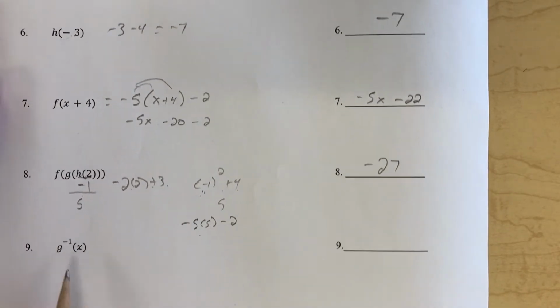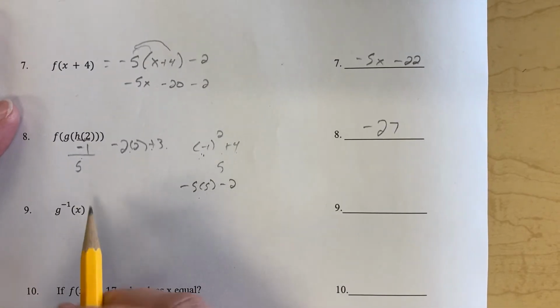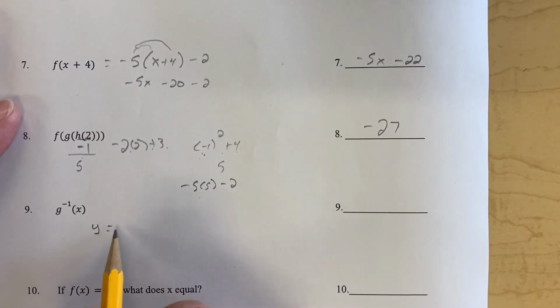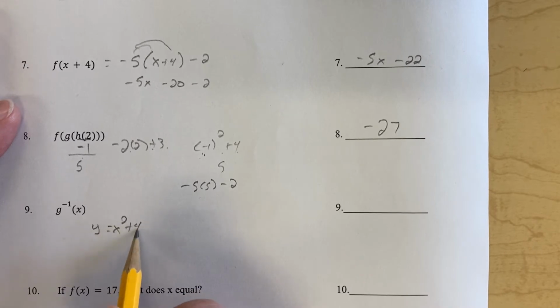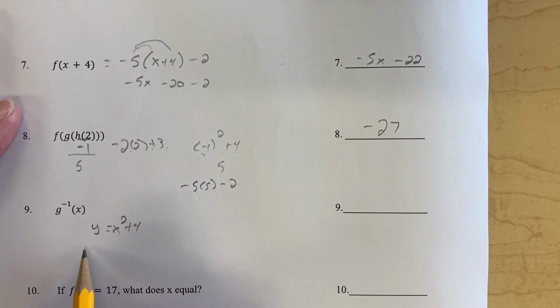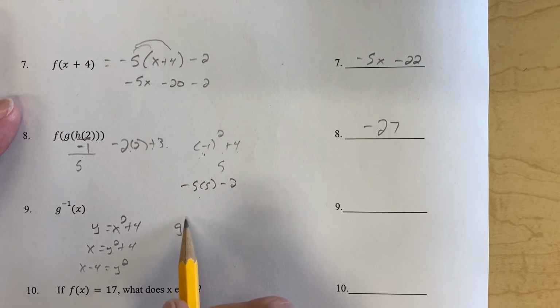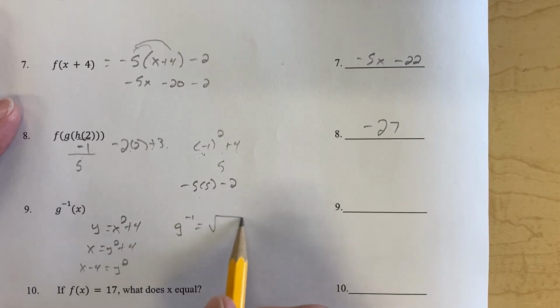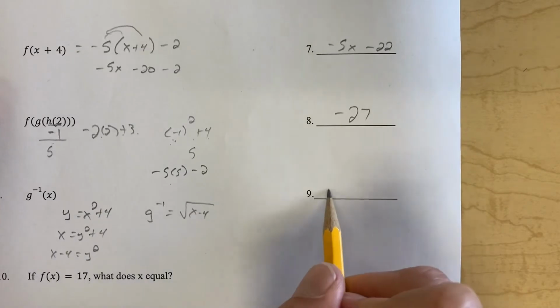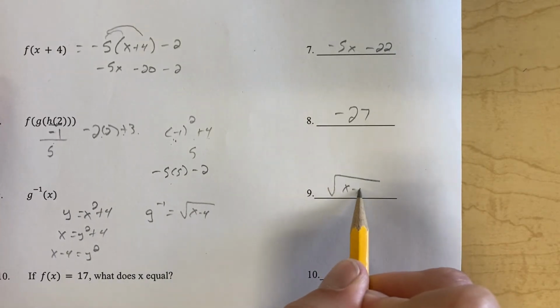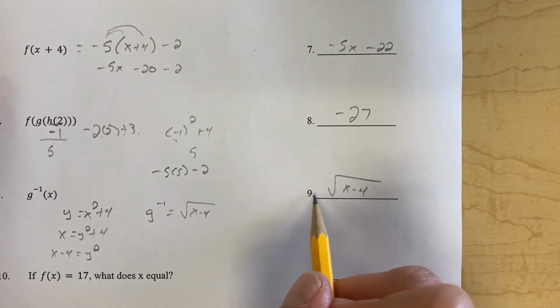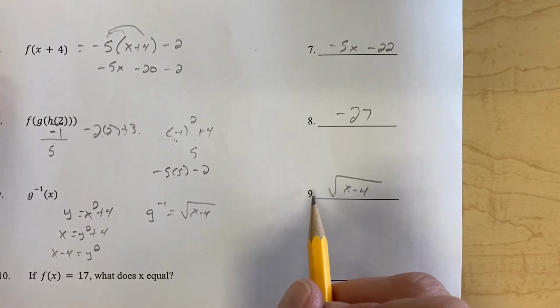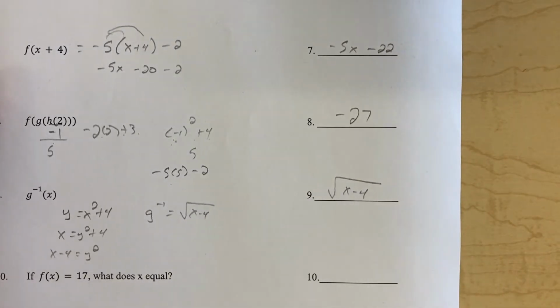All right, inverse of g. What we'll do on this one is we set g equal to y, and then we switch those. And then we subtract and then take the square root. So we get inverse g equals the square root of x minus 4. All right. If you thought about putting a plus or minus there, I wouldn't get too bent out of shape on that, but we'll just leave it there for us.